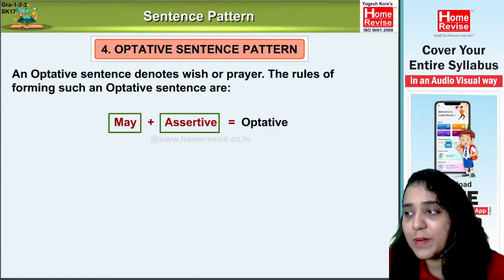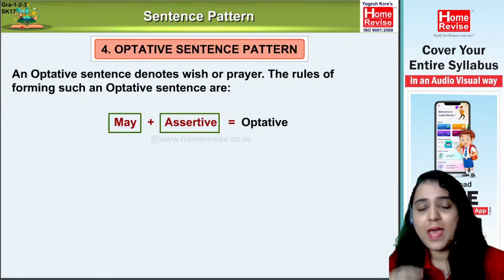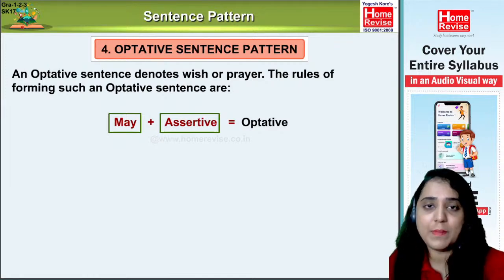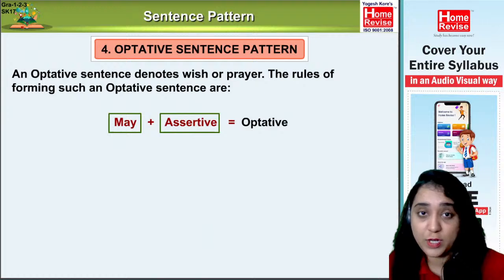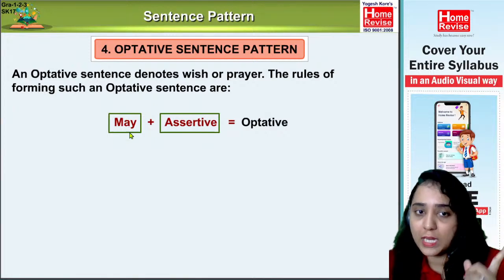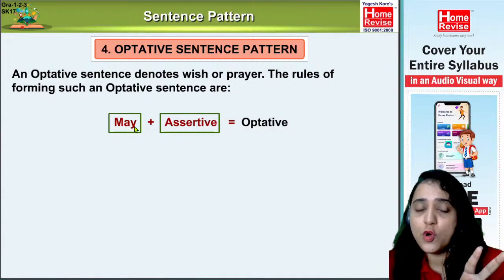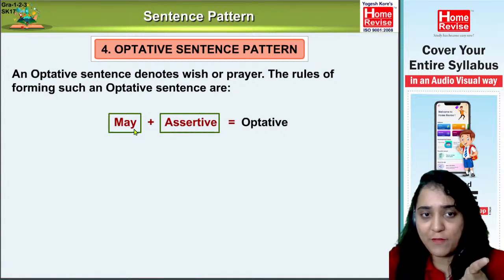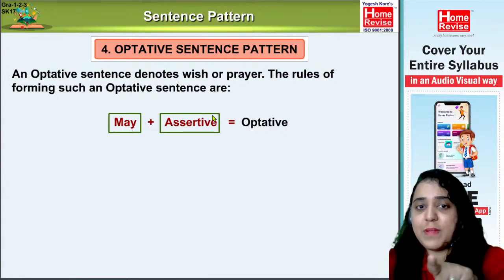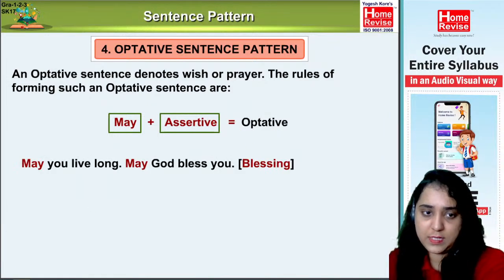Now assertive statement, if I say, is like your subject, then your verb, and then your object or complement or preposition or adverb and the rest part of the words. Fine. So in optative statements it is basically your prayer and wish, so may must come. May is at the start and then followed by your assertive. So the combination of this may word and the assertive statement equals optative pattern, or optative kind of sentence. May you live long.